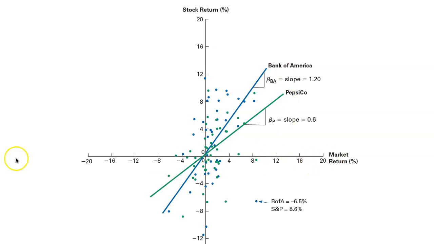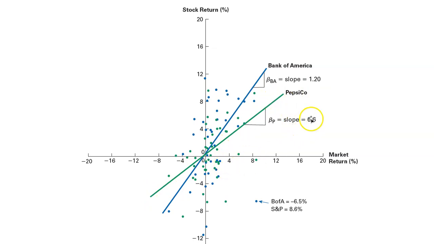So here the market changes from negative 20% to 20% returns, and they're plotting what happens if the market goes down 8%. Bank of America is going to go down at a different rate. I'm sorry, this is Pepsi. Bank of America is going to go down at a more aggressive rate, whereas PepsiCo would go down at a less aggressive rate because of the smaller slope.